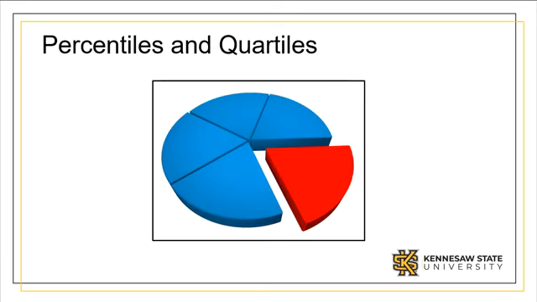Percentile is another common measure of location. A percentile is the value that divides the data set into two groups. The first group is the percentage of data at or below the value. The second group is the percentage of data above the value. For example, the 63rd percentile separates the lowest 63% of values from the highest 37% of values.